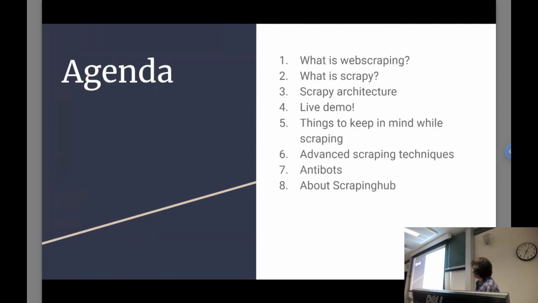So now with the unpleasantness behind us, let's actually talk about the agenda for the evening. First, I'm going to talk a bit about what exactly web scraping is. Then I'm going to talk a bit about what Scrapy is, the package I use for web scraping. I'm going to go a bit into the architecture of Scrapy. And then we'll have a live demo where together we're going to make a spider to scrape part of the UCC Express website. Once that's done, I'm going to talk about some things you should keep in mind when doing your own web scraping. I'm going to talk about some advanced techniques you might have to use for more complex websites. I'm going to talk a little bit about anti-bots. And then I'm going to end talking about Scraping Hub, the company I work for.